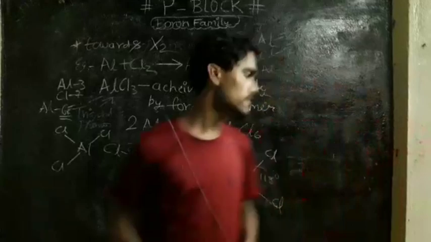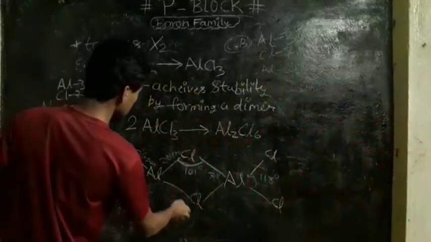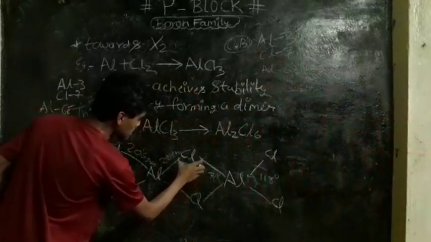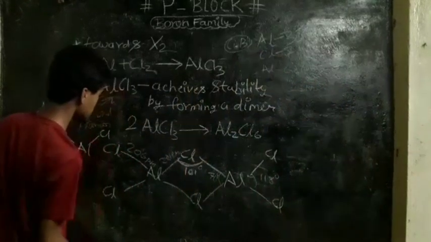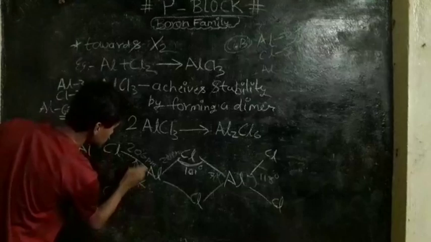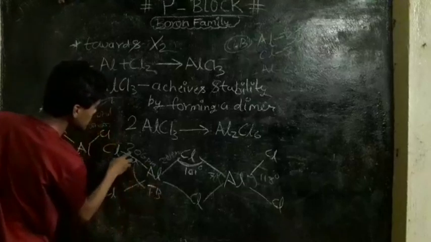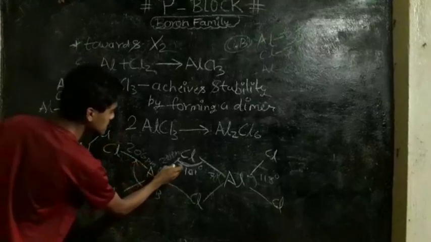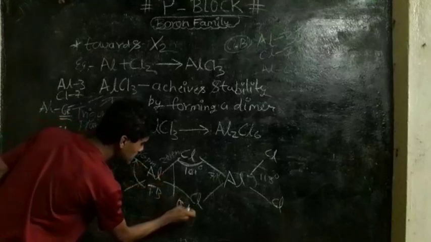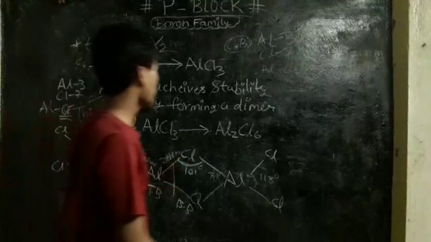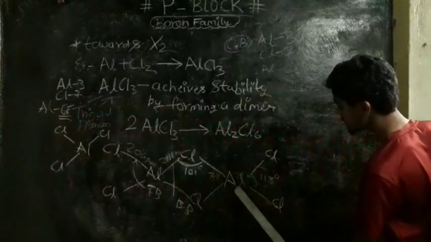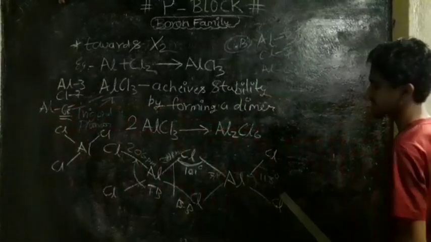For extra information, I will tell you that the angle of this chlorine is 101 degrees. The terminal bond is 206 picometer. The bridging bond is 221 picometer, and the angle of aluminium is 180 degrees.